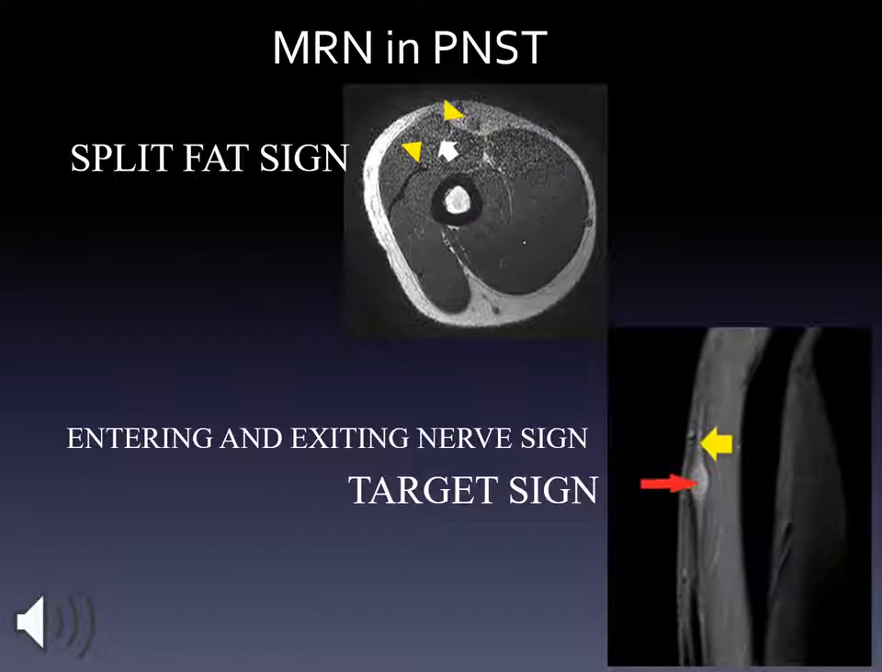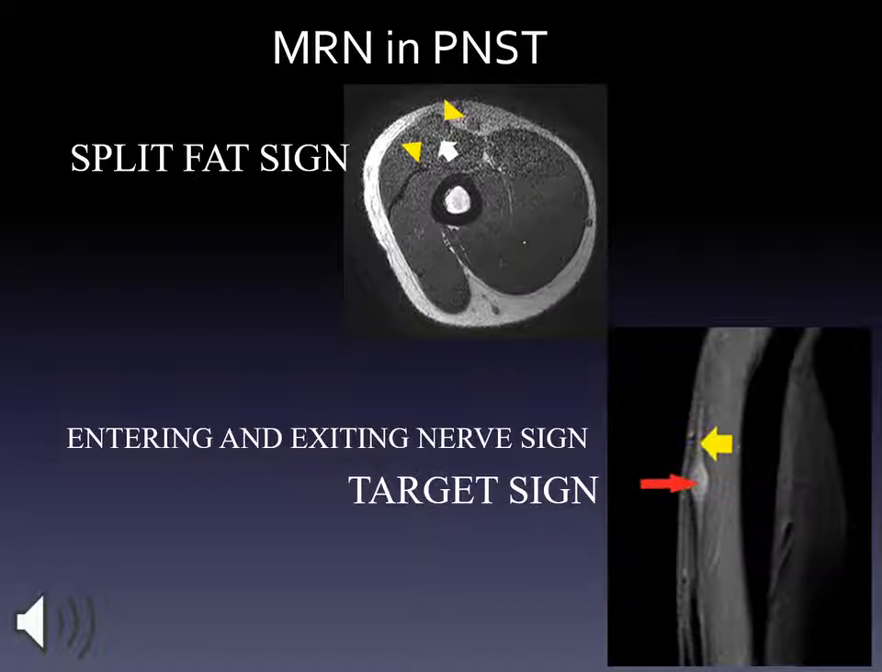The usefulness of the magnetic resonance in the diagnosis of peripheral nerve sheath tumors is known to all. The MR allows us to view typical signs in neurogenic tumors: split fat sign, target sign, entering and exiting nerve sign, that can be seen in the pictures on the right. Peripheral nerve tumors are characterized by T1 iso-hypointense fusiform mass in continuity with the nerve.